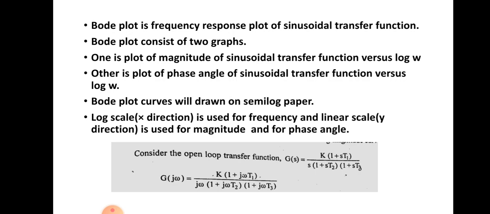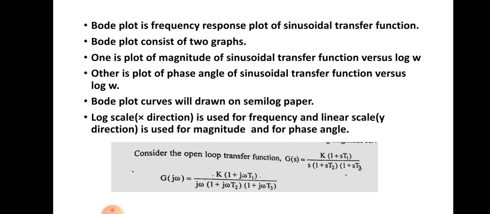And the Bode plot consists of two graphs. One is the plot of magnitude of the sinusoidal transfer function versus log omega. That means on the x-axis we will mark the log omega values, that is the frequency values, and on the y-axis we will mark the magnitude of the sinusoidal transfer function. Actually it represents the gain. Usually it is expressed in decibels.